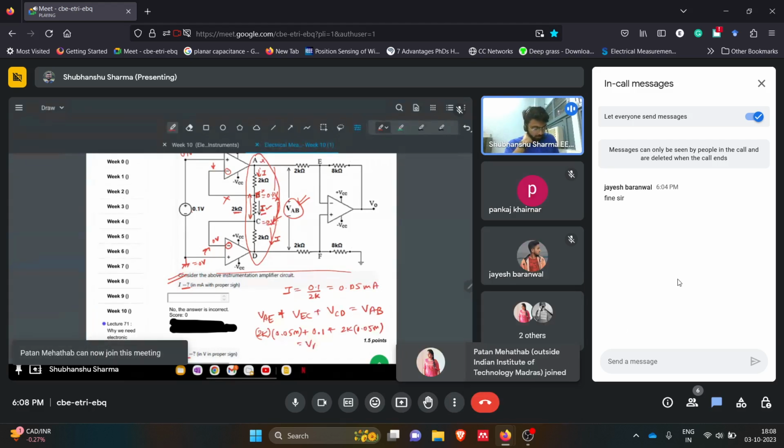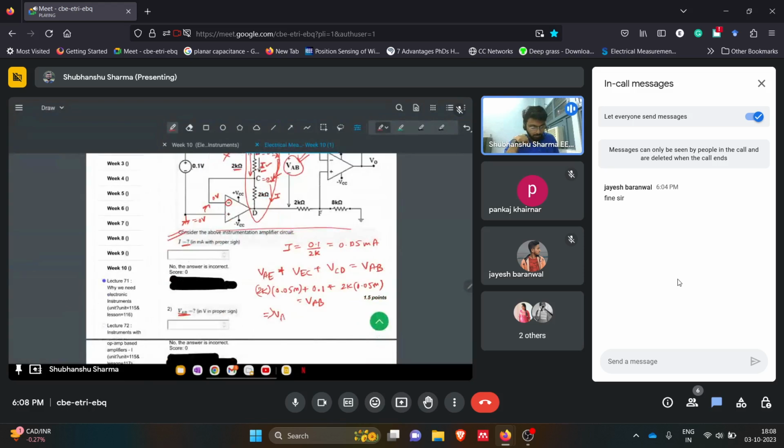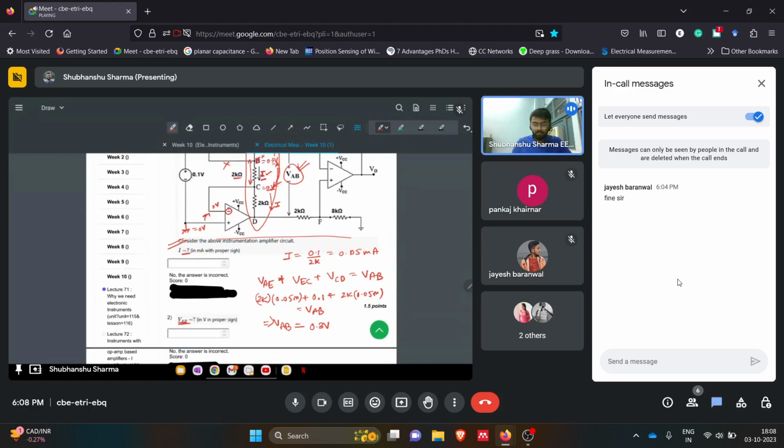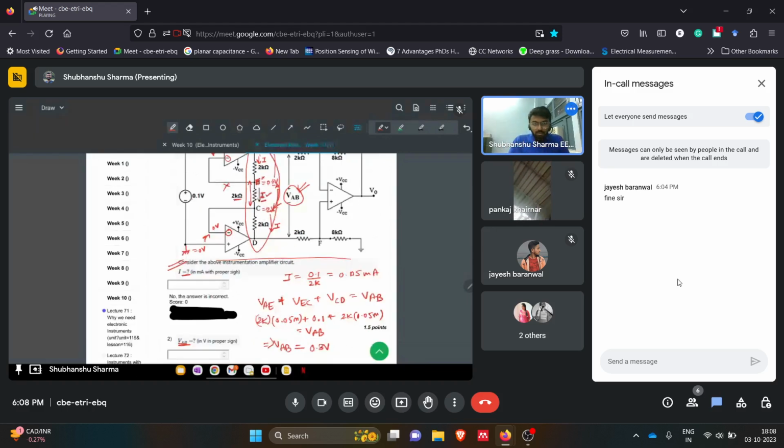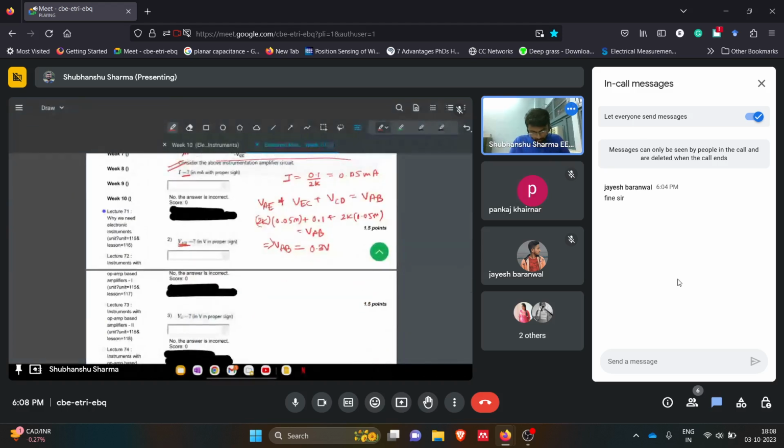So we will get VAB. If we calculate, I have calculated that, so that will be 0.3 volts. I think it's straightforward. You just have to keep in mind that this I current is constant throughout this branch, and using that fact you can solve this. The proper sign is positive 0.3 volts.